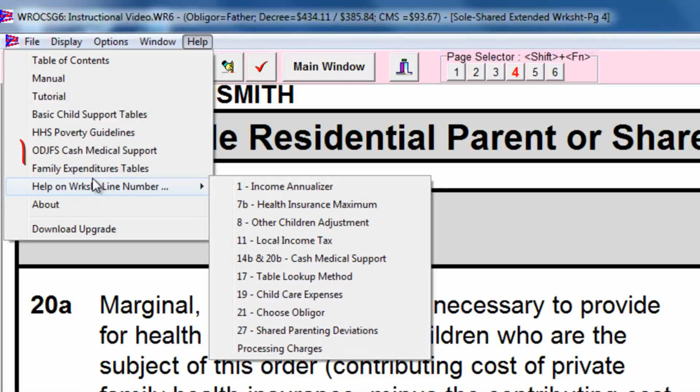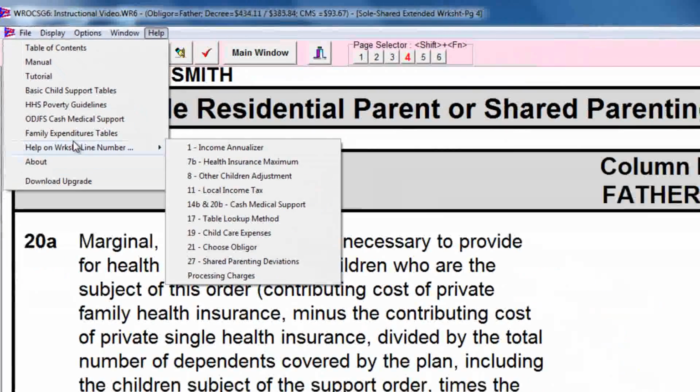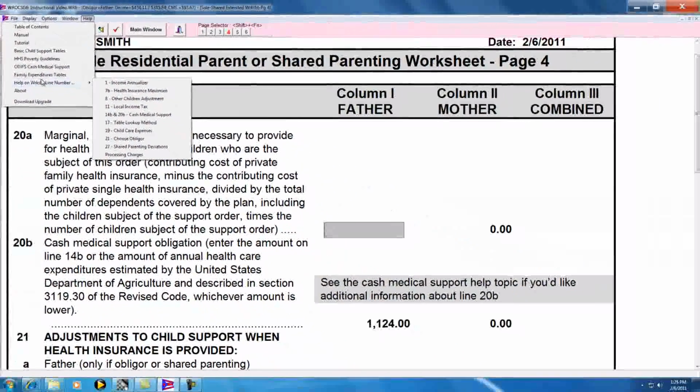You can find the table in the Help topic item ODJFS Cash Medical Support. I'm just telling you these things to give you some background and understanding about how this line works. In actual practice, you'll do nothing. Roxy does it all automatically. The final thing to mention about line 20B is that the text box is overridable. Again, we designed it that way in recognition of the fact that preparers may want to vary the calculation depending on extraordinary circumstances, or even to dispute the homogenized table that is issued by the ODJFS.